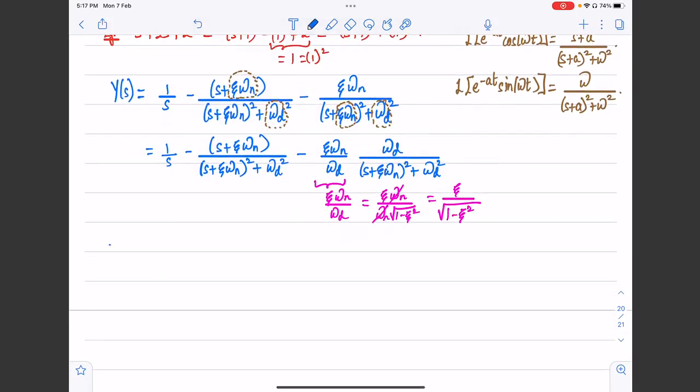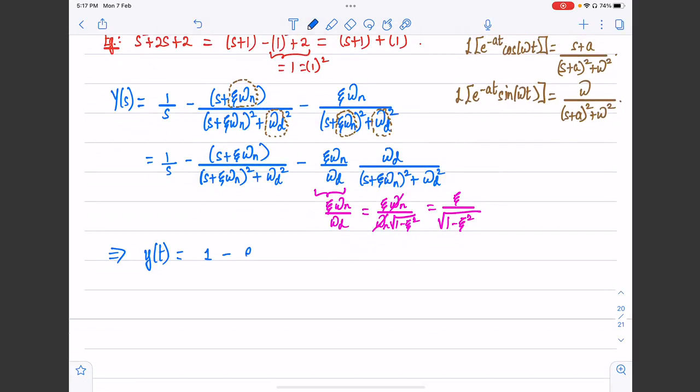Consequently, if I now take the inverse Laplace transform, what are we going to get? The inverse Laplace transform of 1 by s is 1. For the second term, we get e power minus zeta omega n t cos omega d t. I'm sure we know how we got this. We just apply the property of the Laplace of cos omega t multiplied by e power minus at, where a is zeta omega n and omega becomes omega d. So we applied this property.